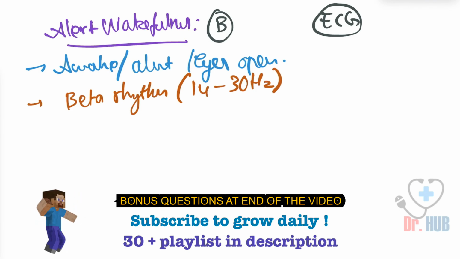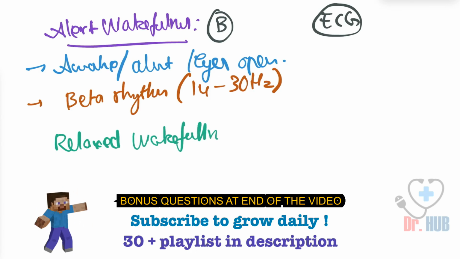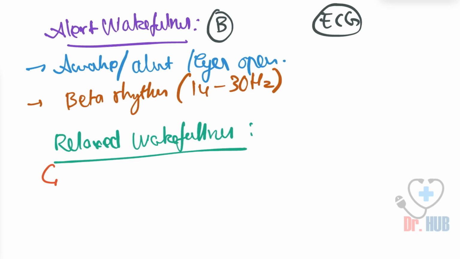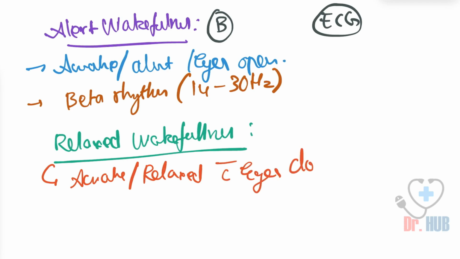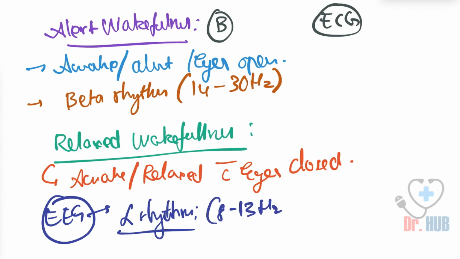Next we see relaxed wakefulness. In terms of relaxed wakefulness, the behavior is that the individual is awake and relaxed, but has the eyes closed. Then we move on to the EEG. Here it is mainly the alpha rhythm, and it is about 8 to 13 hertz.